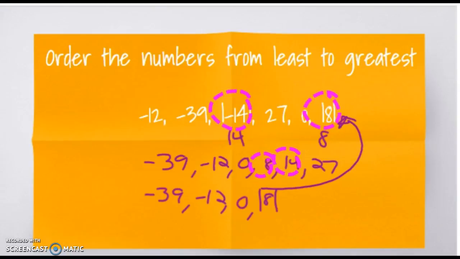Draw a little arrow to that. And then I'm going to do the absolute value of -14 because that's how this started up here. And then finally 28.